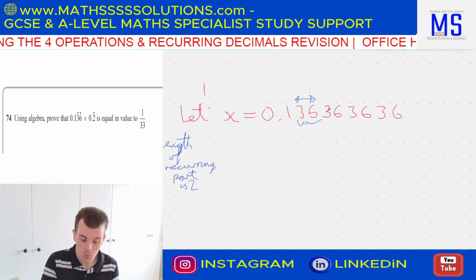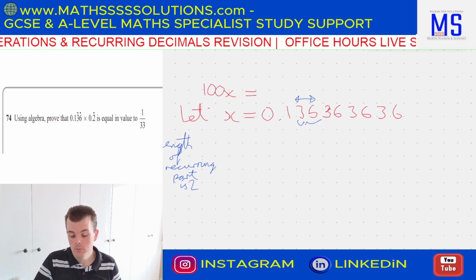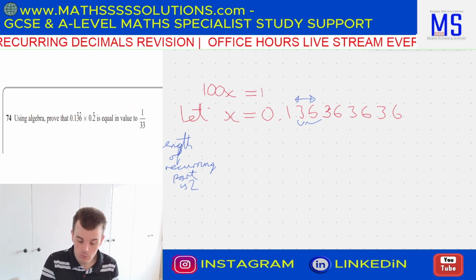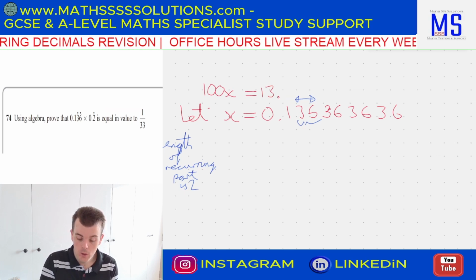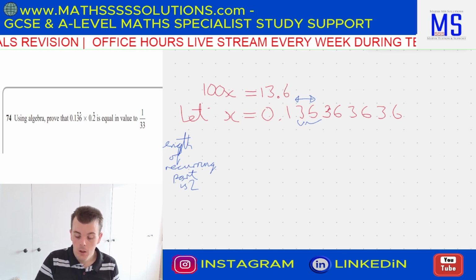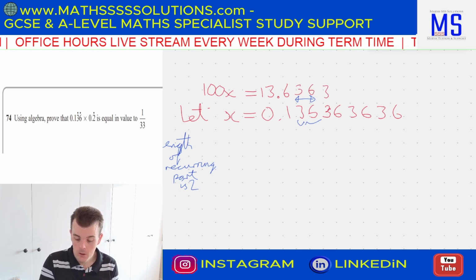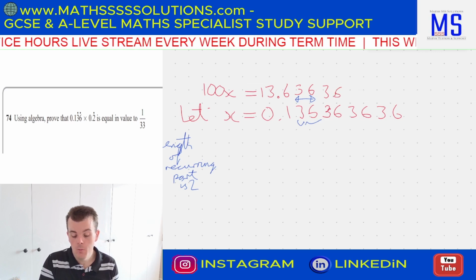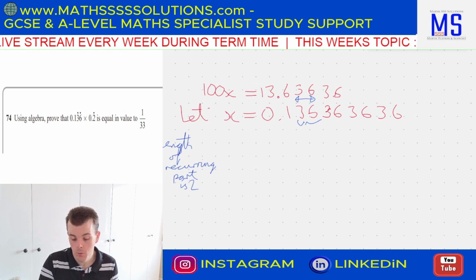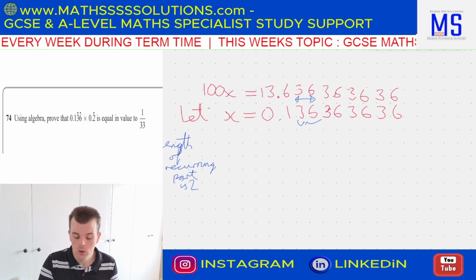I like to write that above the x. So you've got 100x equals. If you move the decimal point twice, you would have 13, then the 6 after it, and then 3, 6, 3, 6, 3, 6. If you'd only moved it once, you would have 6 above the 3s and 3s above the 6s, and they won't line up. But now, because you've moved it twice, the 3s and 6s are above each other again.